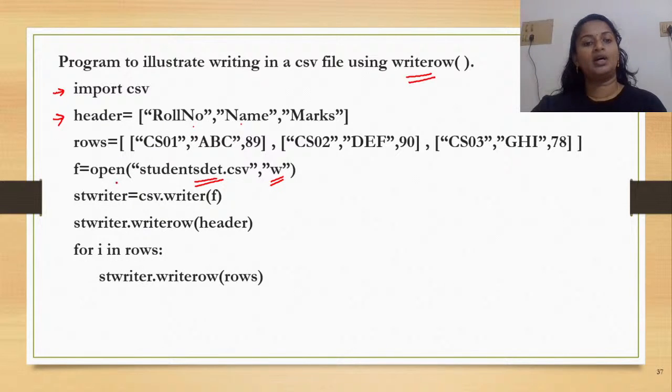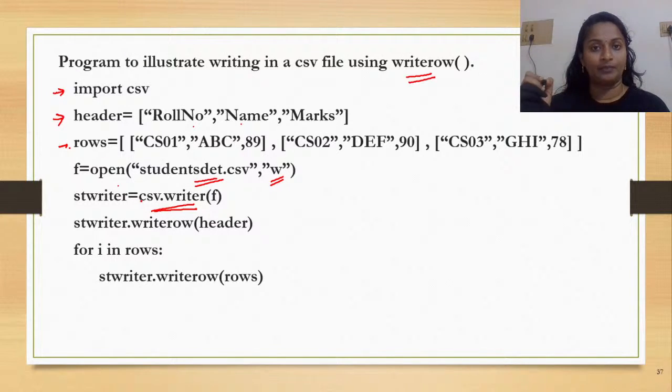Okay, so after assigning the header and the rows, we have opened the file in write mode as stWriter. Now, what is the next thing that you need to do? You need to invoke the writer function, right? How do you invoke it? It is defined in the CSV module, so csv.writer. Now, where are you actually going to write?